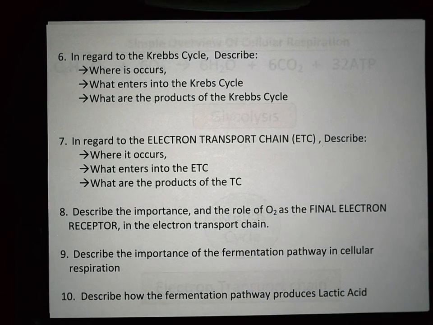In regard to the Krebs cycle, you need to define and describe where it occurs, what enters into the Krebs cycle, and what are the products of the Krebs cycle. And in regard to the electron transport chain, again, where it occurs, what enters into the electron transport chain, what are the products of the transport chain. You need to describe the importance and the role of oxygen as a final electron receptor in the electron transport chain and how that works.